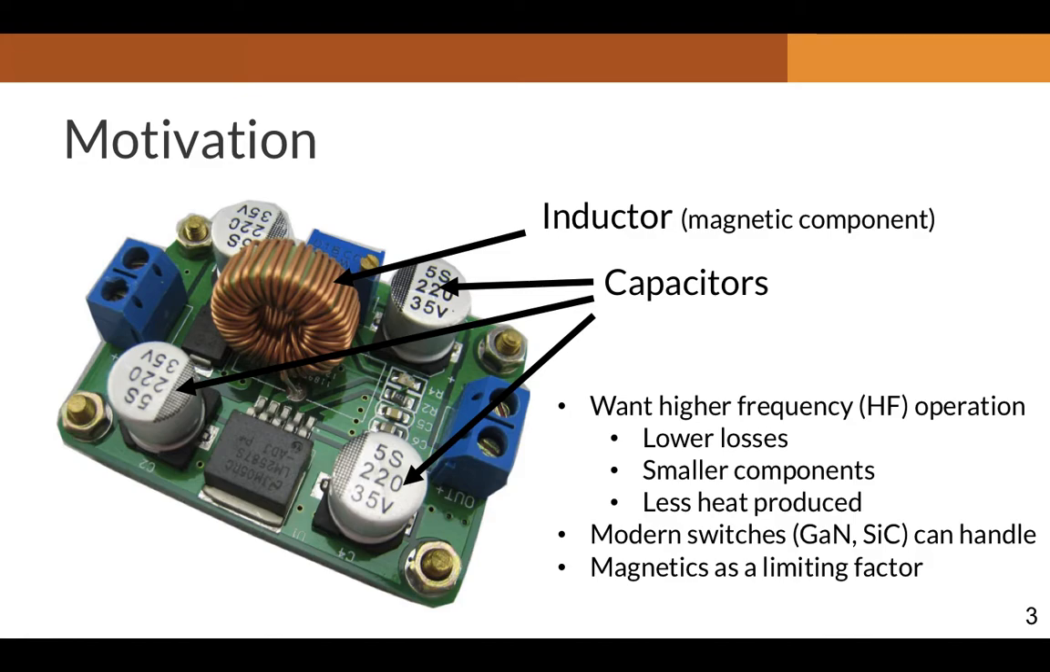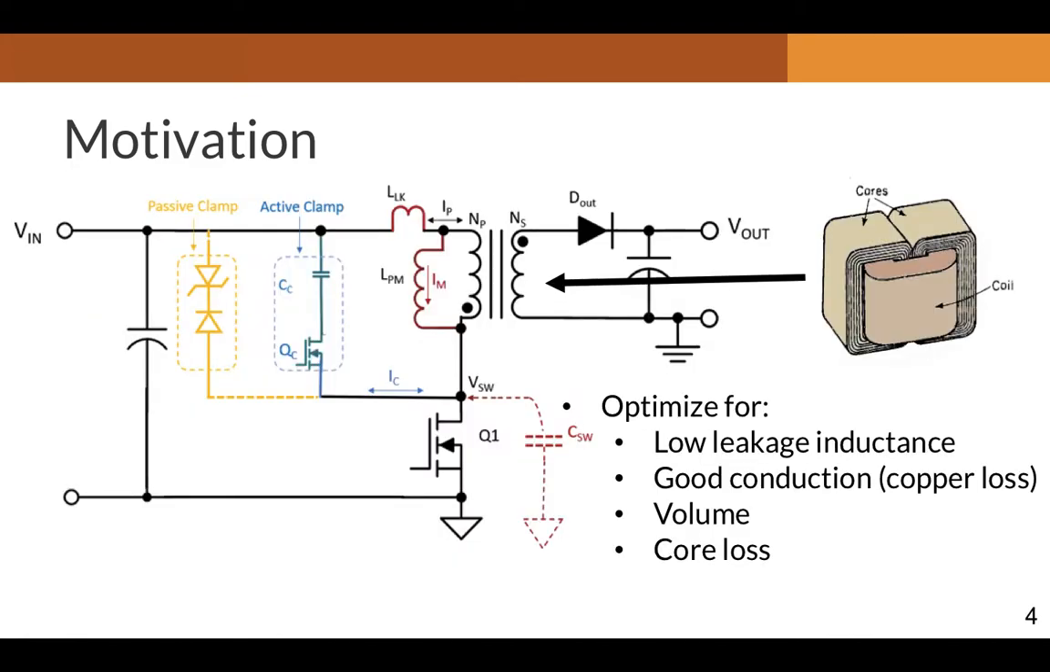The best way to do this is to operate at higher frequencies. Modern switches, the FETs and transistors that make up all of our electronics, are getting really good for power converters because they're made out of new materials like GaN. Magnetics suddenly is the limiting factor for optimizing and building converters at higher frequencies.